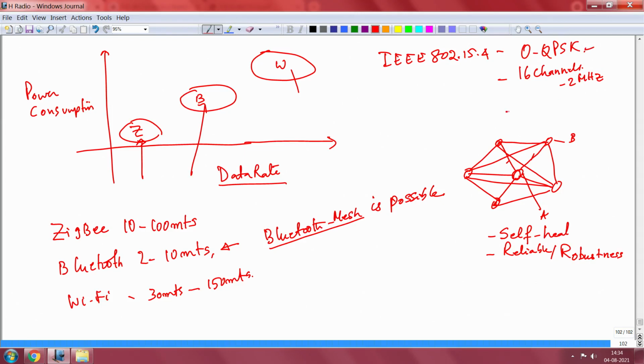And bitrate I mentioned to you is 250 kbps, kilobits per second. Symbol rate is 62.5 kilo symbols per second. Typically the symbol rate will be lower, right? This will be 62.5 k symbols per second.